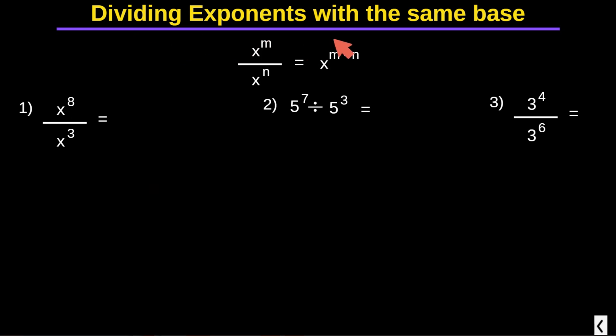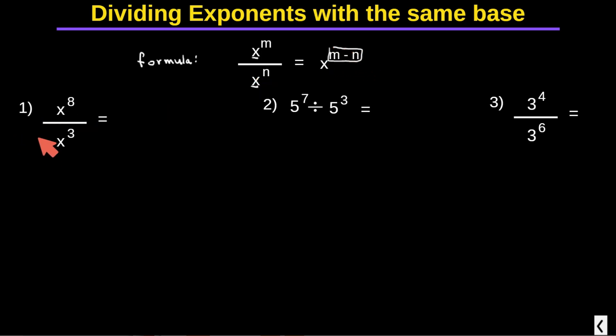In this video, we're going to practice dividing exponents with the same base. Now, what is the formula for dividing exponents with the same base? The formula is base x raised to the m power divided by x raised to the n power. We keep the base because they are the same, and we will subtract the exponents.